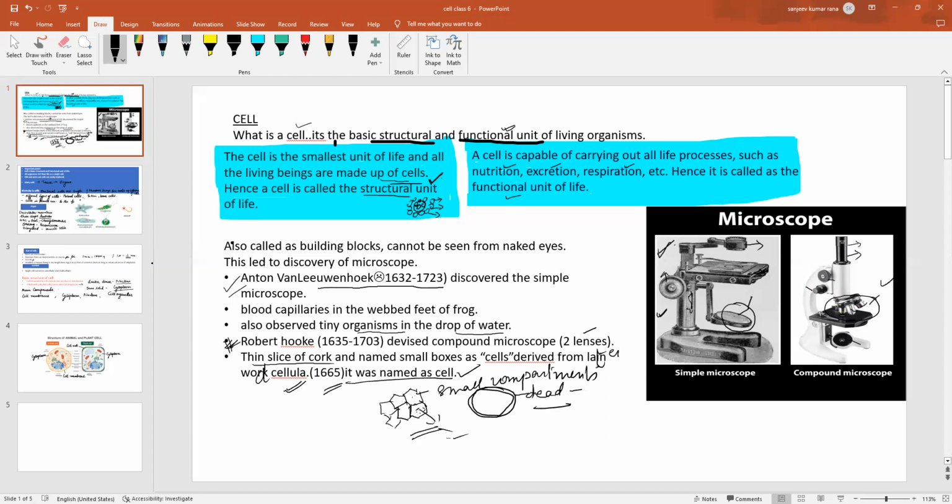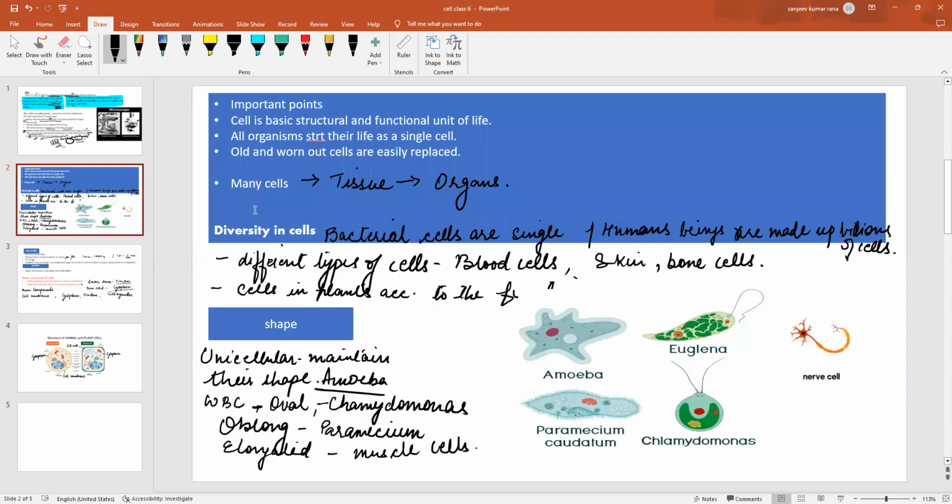So this is the diagram of the compound microscope, and this is the simple microscope. Two things to be here. What is a cell? Who discovered the simple microscope and who discovered Robert Hooke? And if Robert Hooke discovered, then in which things he observed them, where he found it out, and gave the name as cell. Then coming to the cell, its basic unit. How will it define? What are the major important points of cell?